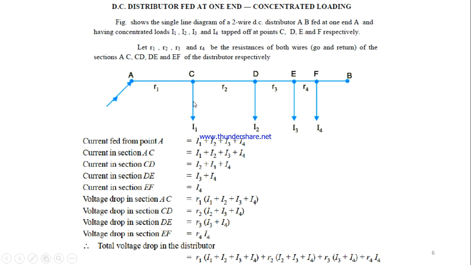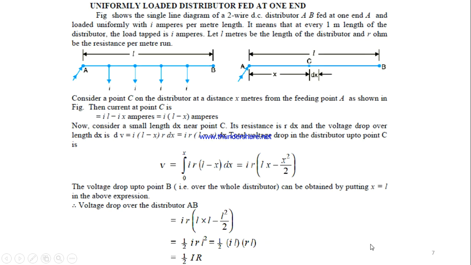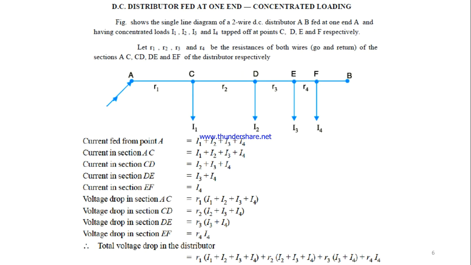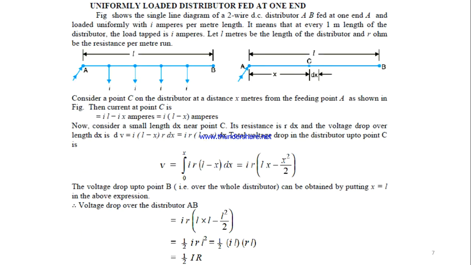Therefore, for the voltage drop, we consider the resistance of the first section to be R1, the next R2, and the others R3 and R4. To calculate the voltage drop, you just multiply as per Ohm's law. Finally, the total voltage drop is the addition of all the voltages. This is how it works in the case of a concentrated load. Concentrated load means I1, I2, I3, I4 will be different. So this is the case.